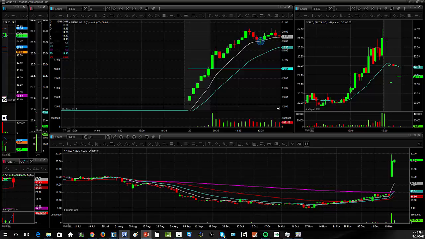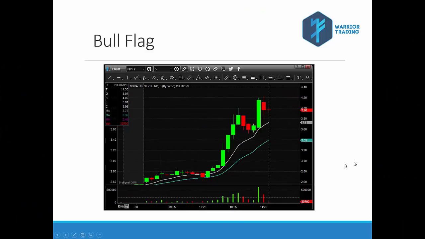I'm going to show you a couple of examples here of bull flags that I've traded. This is one here, and you can see how clean this is. The move up, the pullback to the moving average right here. First candle to make a new high is your entry, stops at the low. This is based on the moving average pullback.